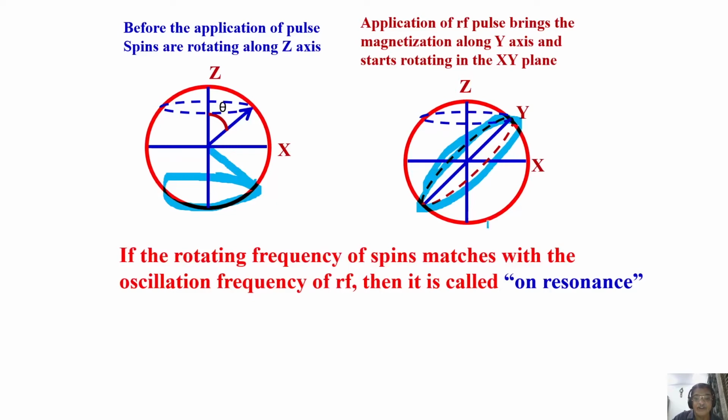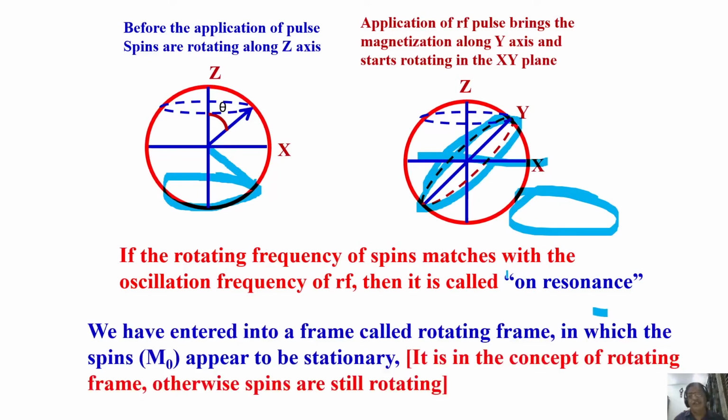And if the rotating frequency of the spin matches with the oscillating frequency of the radio frequency which you apply, we call it on resonance. See, now in the xy plane, the spins are rotating. This frequency, when it matches exactly with the applied frequency of the RF pulse, the external radiation which you applied in the direction perpendicular, when it matches, which is on resonance, then you are in the xy plane. Understand? This is a situation when we say we have entered into a frame called the rotating frame.